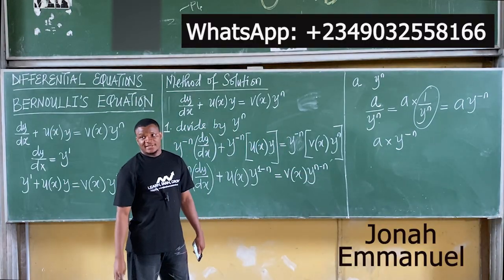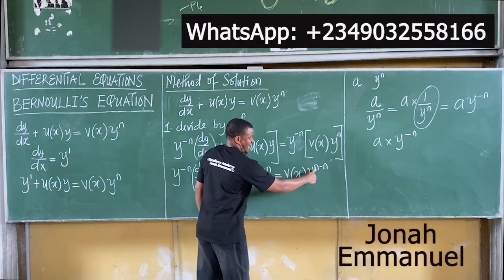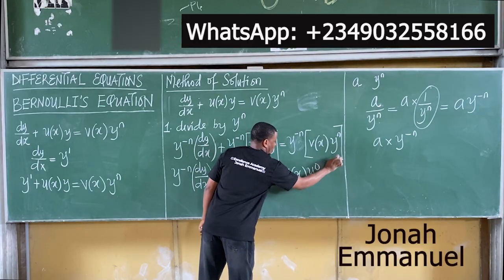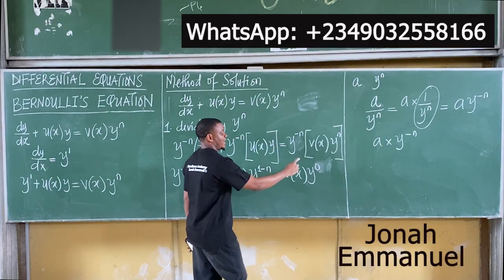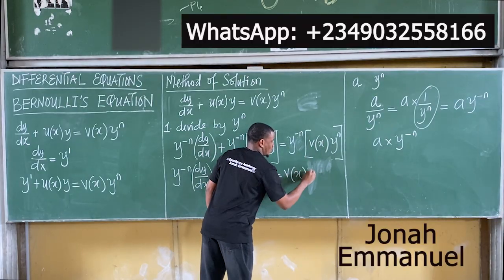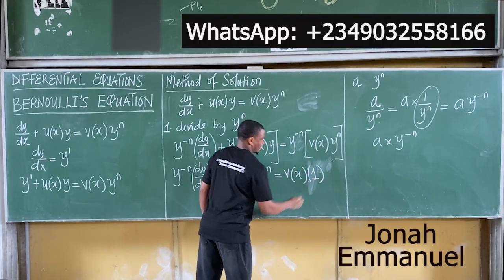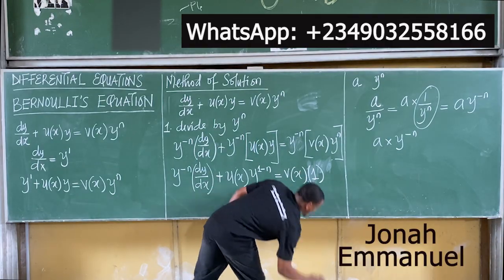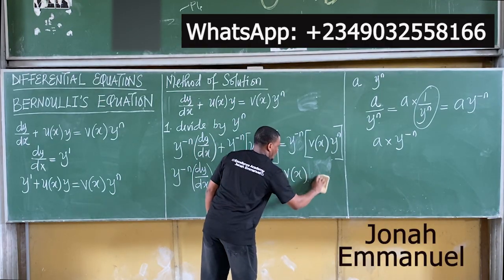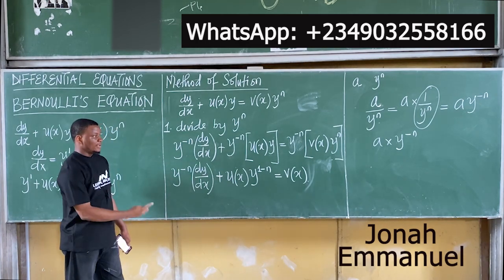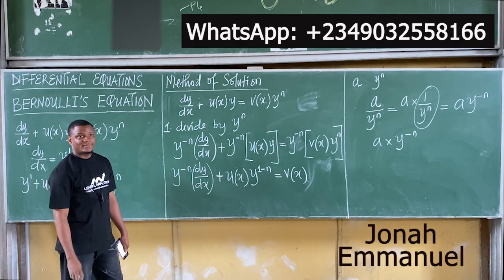Let's save ourselves the stress. N minus n gives you what there? 0. From the zeroth law of indices, anything to the power 0 gives you what there? 1. So this gives you 1, literally. This times 1 gives you itself. That means this is gone. Step 1 is done. Divide 2 by this. So I have this. That's the first task.